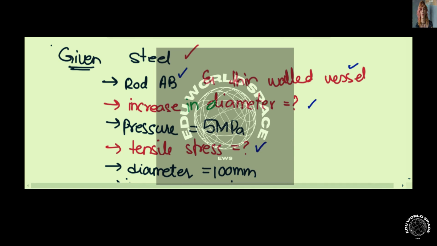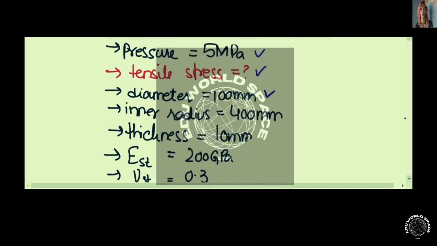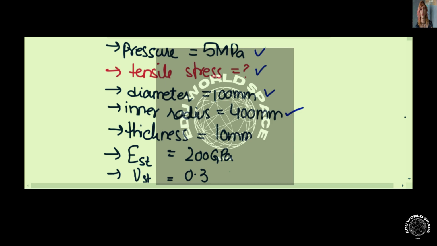Now, the information that it tells us about this particular case is that the pressure being applied is 5 megapascal. The diameter is 100 millimeter. The inner radius is 400 millimeter and the thickness is 10 millimeter. The elasticity is 200 gigapascals and epsilon is equal to 0.3, right? So let's start with the solution.